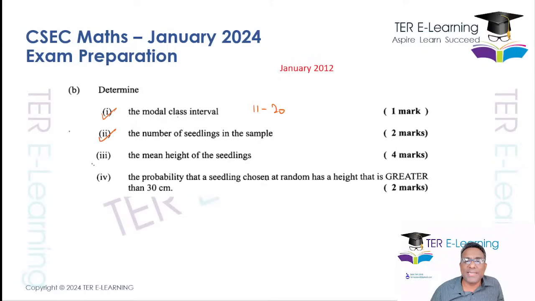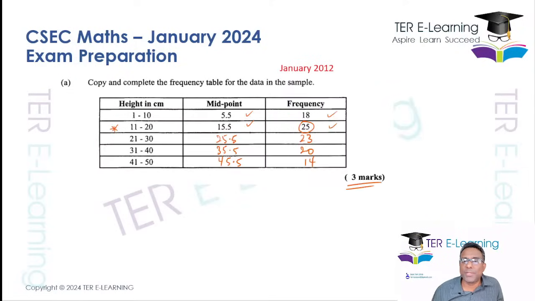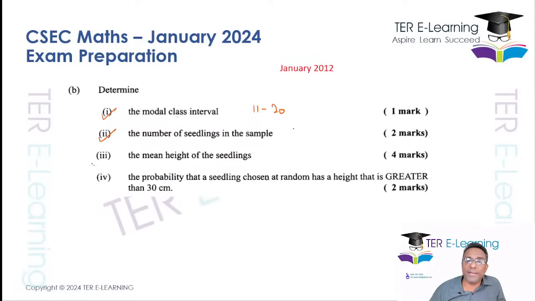Determine the number of seedlings in the sample. If you want to get the total number of seedlings, all we need to do is add up the frequencies here. So this is sigma f. You're going to add up all of those numbers. So that's 18 plus 25 plus 23 plus 20 plus 14. And I'm getting 100 here. So that's how many seedlings we have. We have 100 seedlings in the sample. So this answer here is going to be 100. So actually we're getting 2 marks just for adding some numbers.